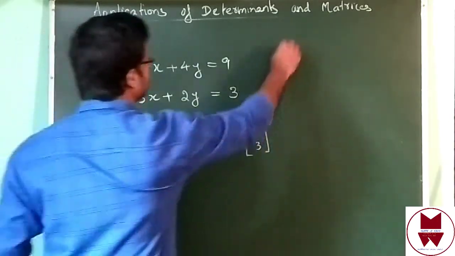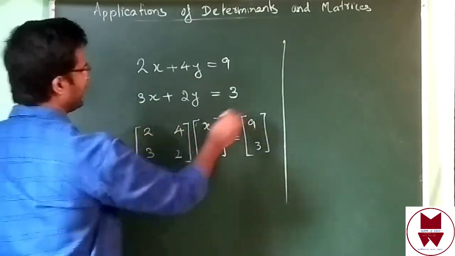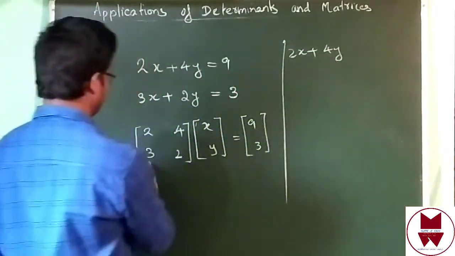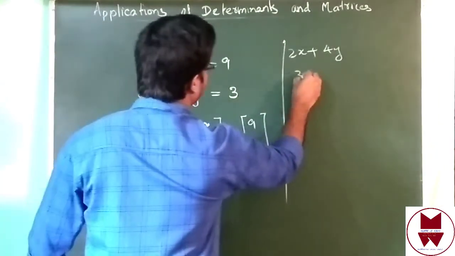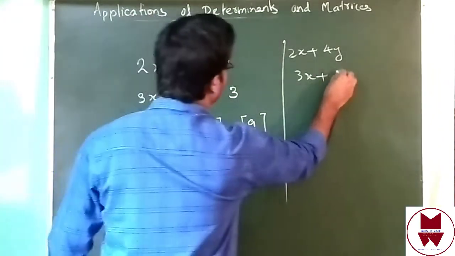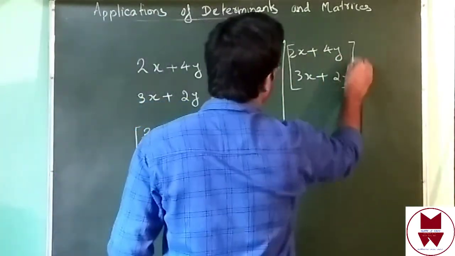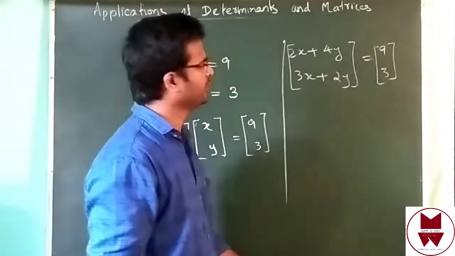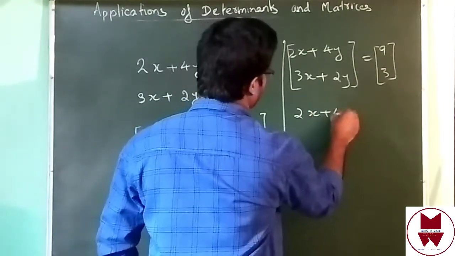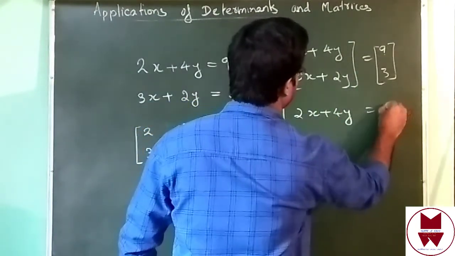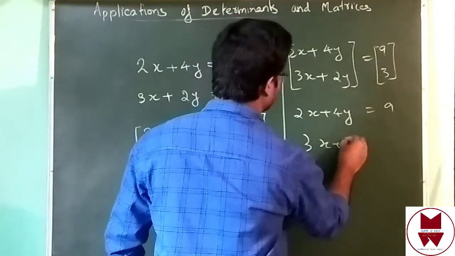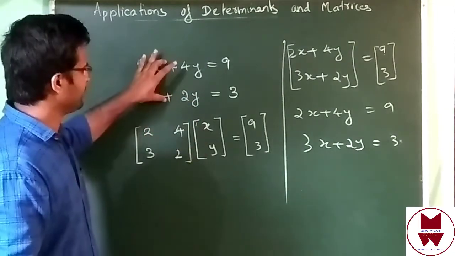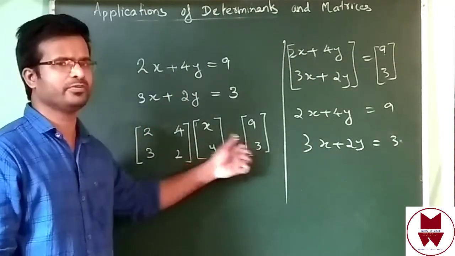We can see that also. 2 multiplied by x, 2x, plus 4 into y, 4y. Then the second part, 3 into x, 3x, plus 2 into y, 2y, equal to 9, 3. These two matrices being equal means the first element: 2x + 4y = 9, and the second element: 3x + 2y = 3. Same equations only, isn't it? That means this given system of equations can be written in the form of matrices.